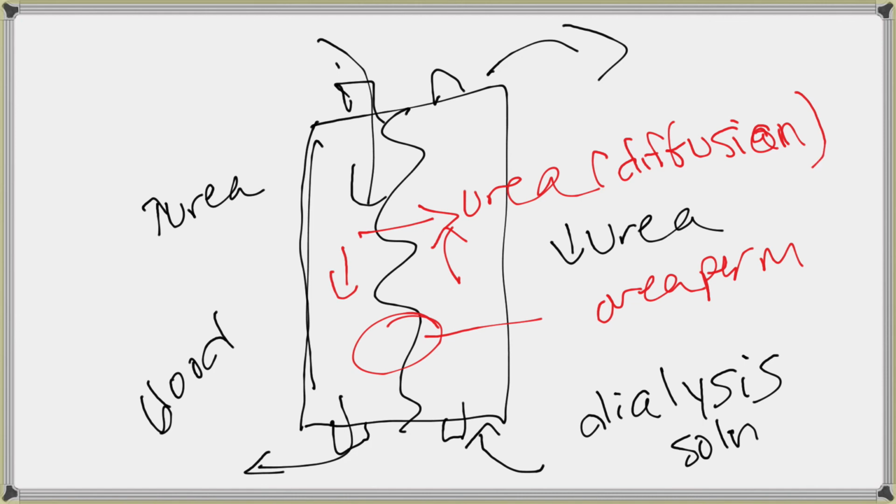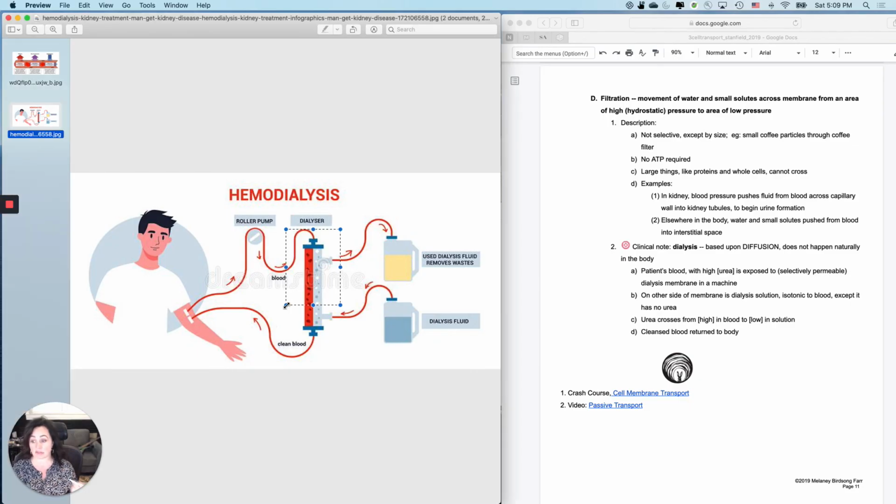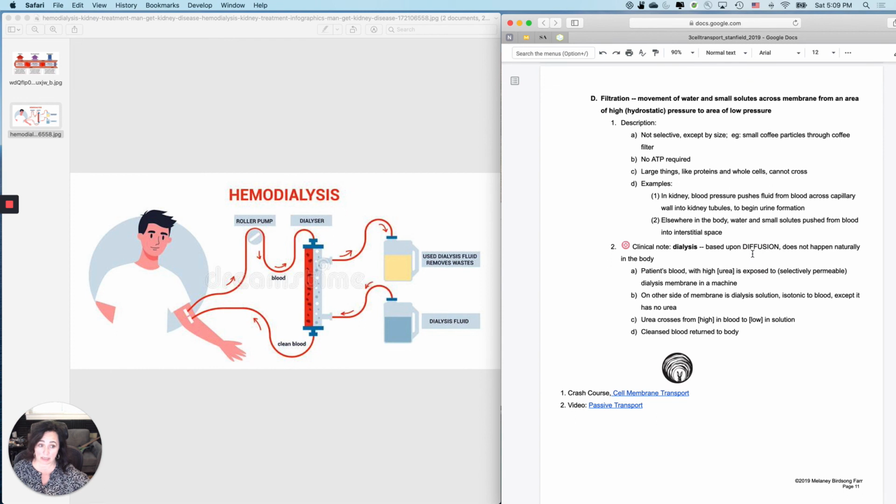Diffusion. It's going to get pulled, and then what I'm going to do with it is dump it, right? I'm going to be running fresh dialysis solution in all of the time. And if your kidneys are failing really badly, you may have to do this for hours and hours at a time. Sometimes people even have to sleep on dialysis, so it's cleansing their blood all throughout the night. So that is dialysis, which is based on diffusion. It doesn't happen in the body naturally because your filtration mechanisms at your kidney were actually failing you. And that's it for that set of notes.